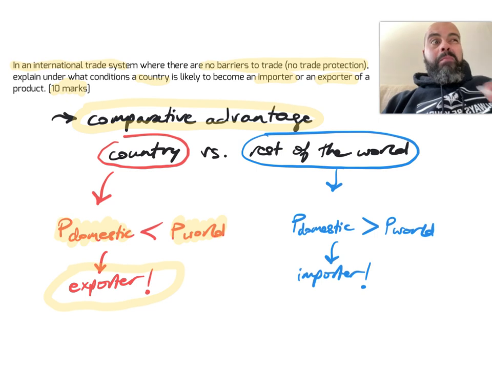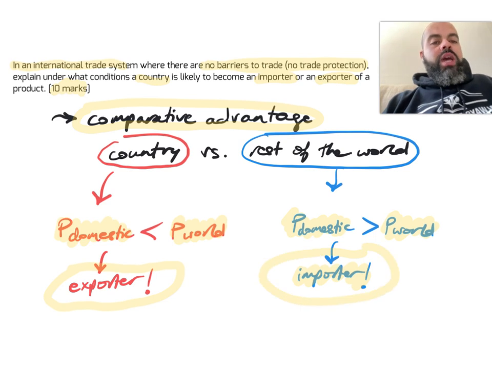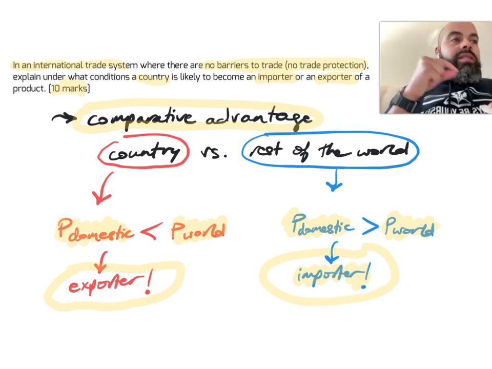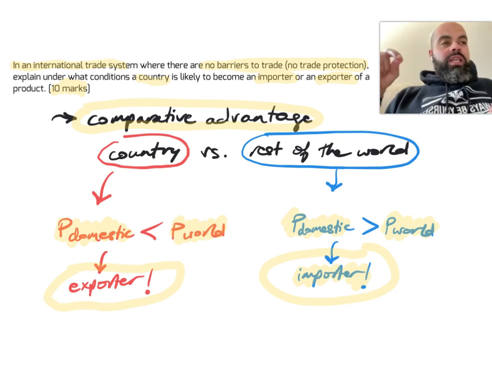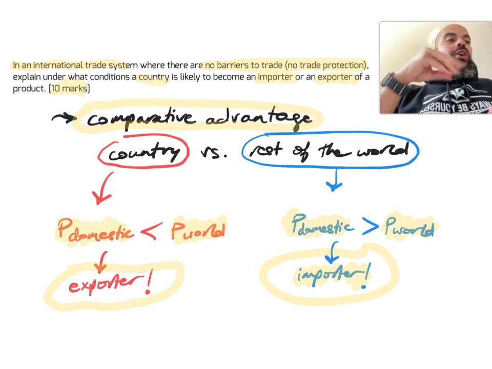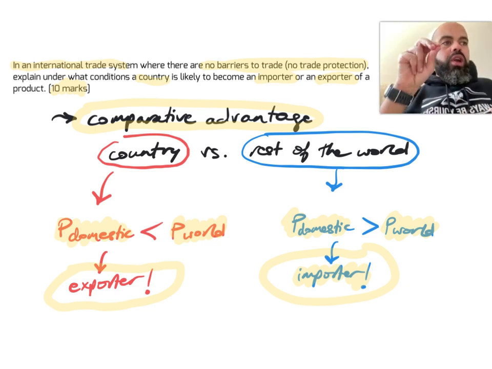Now we have to lump the rest of the world into one category. If the comparative advantage lies with the rest of the world, not with the country, then the domestic price of this product will be higher than the world price. In that case, the country will be an importer of the product. By the way, this analysis applies to each product specifically. We're not talking about the country as a whole being an exporter of everything or an importer of everything. It is per product market.